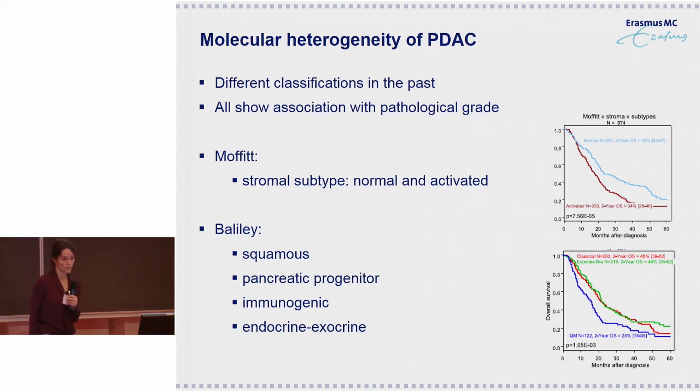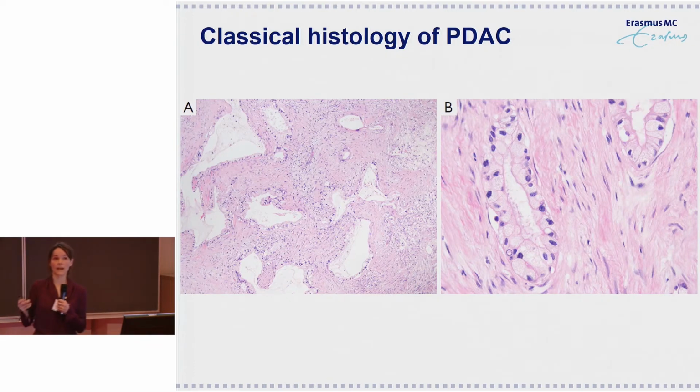So there is an attempt to classify ductal adenocarcinoma using expression profiles, and they found different subgroups. There were different classifications in the past. They all associate with pathological grade, and some have better prognosis or not. I think there are different types of ductal adenocarcinomas, but on histology, most of the ductal adenocarcinoma looks similar to each other. So we have some differences.